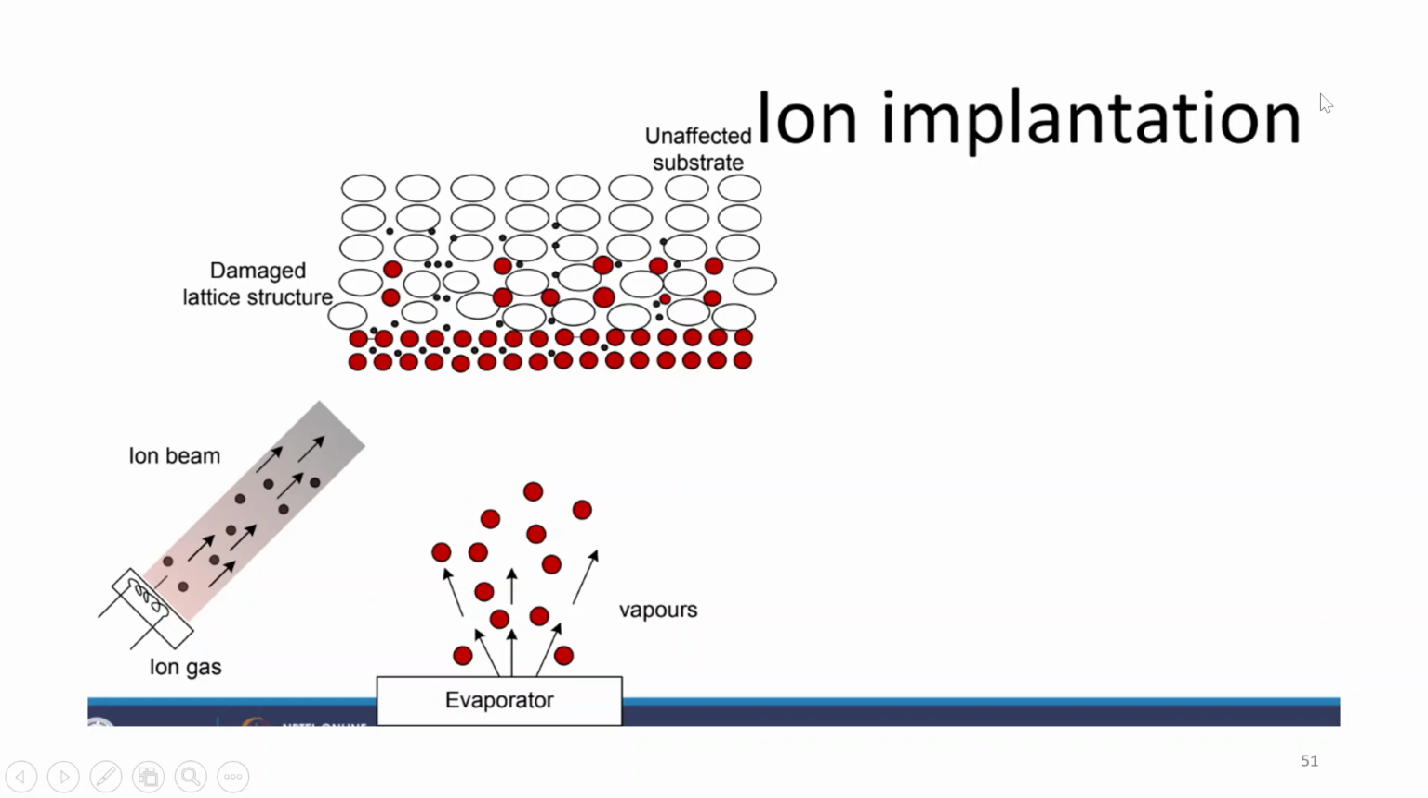Next we have ion implantation. In this case an ion beam is used and an evaporator will be providing vapors, and here these ions will act and destroy any crystal structure that is present on the surface. So this destroyed crystalline structure, damaged lattice structure, will be providing it with some unique properties, mechanical and chemical. So this is of use. So in this region you have unaffected substrate which will be having perfect crystalline structure.